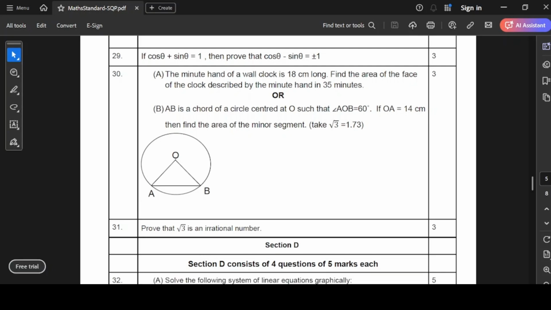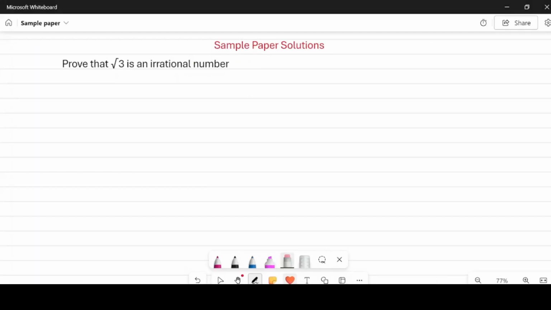In the previous videos I solved questions till question number 30. In this video we are going to start with question number 31. So here we need to prove that root 3 is an irrational number. In order to prove this, we are going to follow the method of contradiction.